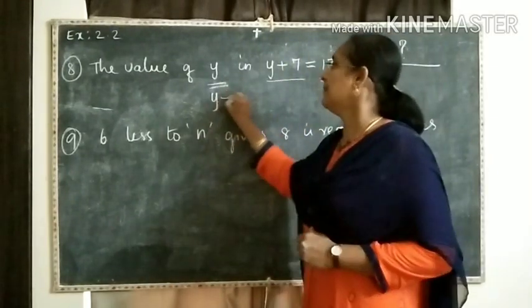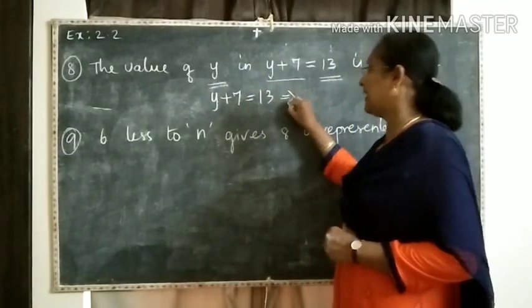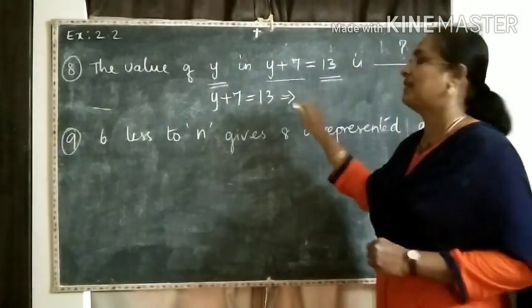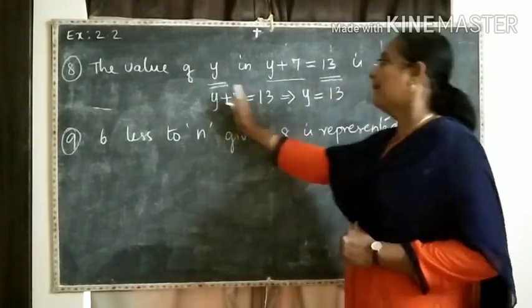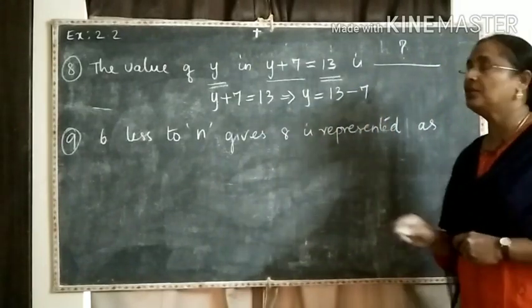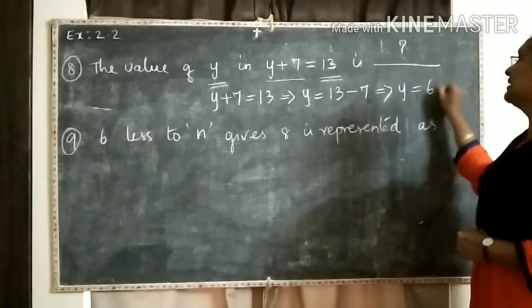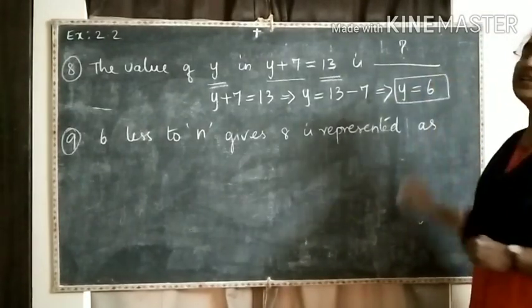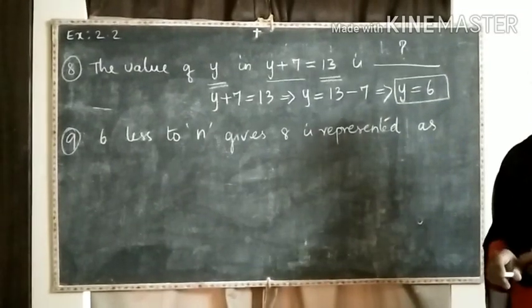So now y plus 7 is equal to 13. This implies, this is the denotation for this implies, y is equal to 13 minus 7. If it goes to that side, it becomes minus 7. Yes or no? So now this implies y is equal to 13 minus 7, how much? 6. So y is equal to 6 is the answer.